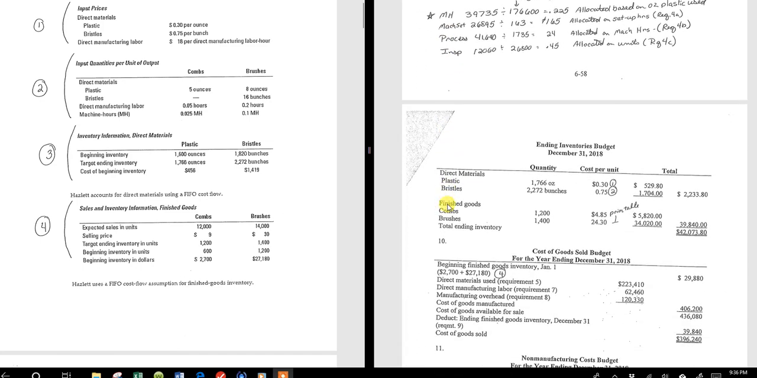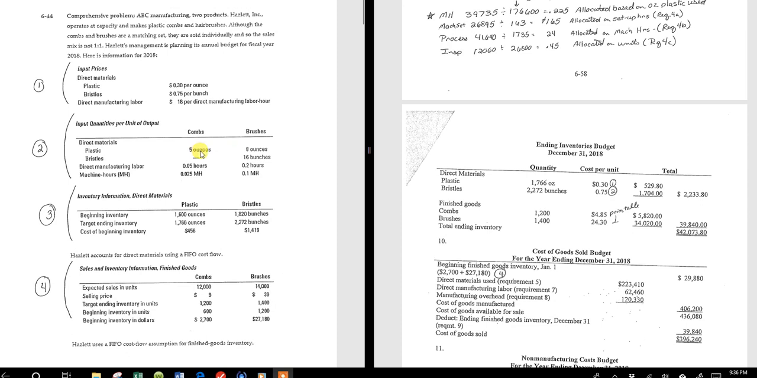So now I'm going to do my ending inventories budget. I have 2 types of ending inventories: finished goods and direct materials. I am told for my direct materials that I have 1766 of plastic and 2272 of bunches, and my cost per unit is 30 cents an ounce and 75 cents an ounce. So my ending inventory of raw materials is that. Remember, my beginning inventory amounts are given. I think it was right there, 456 for plastic. Here's my ending inventory for plastic, my beginning inventory for bristles, my ending inventory for bristles.